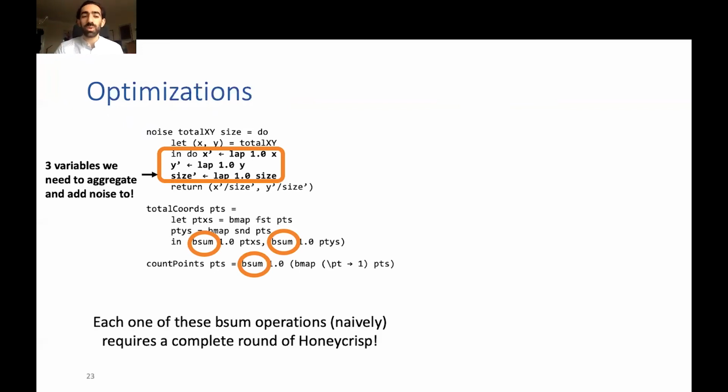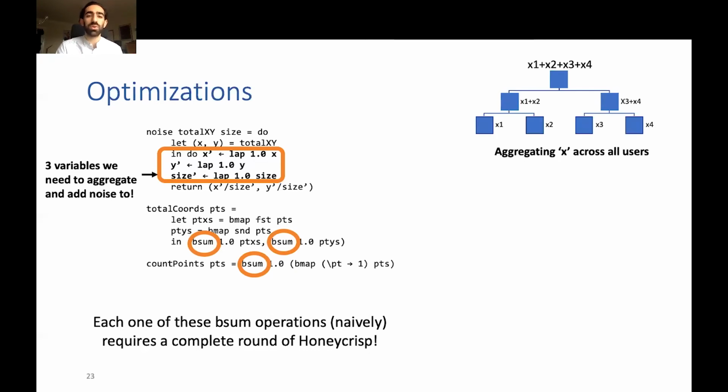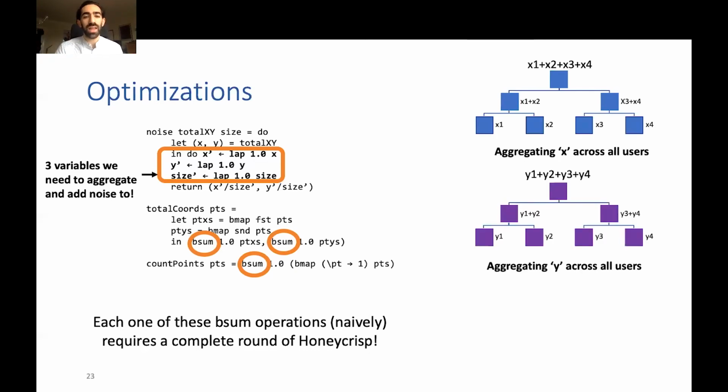And each one of these bsum operations naively requires a complete round of Honeycrisp. So this would mean that each user would have to take their x data point, and we'd have to do one sum across all users. And likewise, we'd have to do the same for y and size.